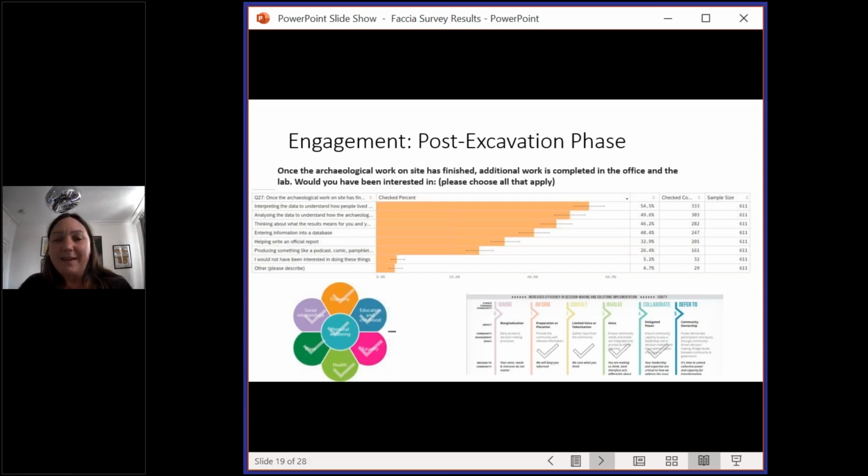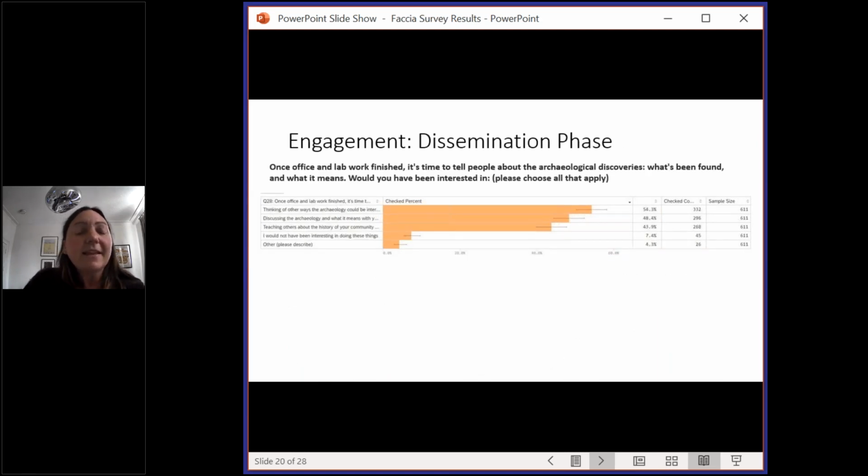And again, we're moving up that scale, and depending on how we implement our programs or collaborations, we can move the impact that we're able to provide, hopefully, up that scale of empowerment for communities. And then finally, in the dissemination phase, we have thinking of other ways that the archaeology could be useful for their communities, discussing the archaeology and what it means with their communities, and teaching others about the history of the community. And again, people seemed relatively interested in participating in these particular phases or activities, I should say.